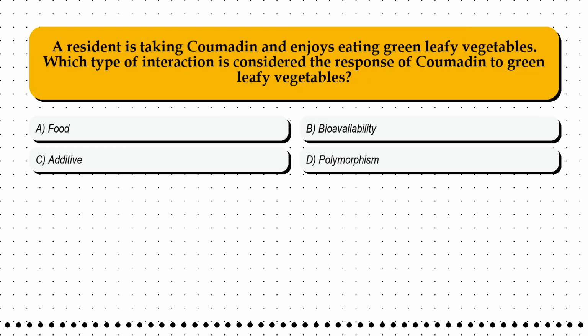Question 215. A resident is taking Coumadin and enjoys eating green leafy vegetables. Which type of interaction is considered the response of Coumadin to green leafy vegetables? Option A. Food. Option B. Bioavailability. Option C. Additive. Option D. Polymorphism.